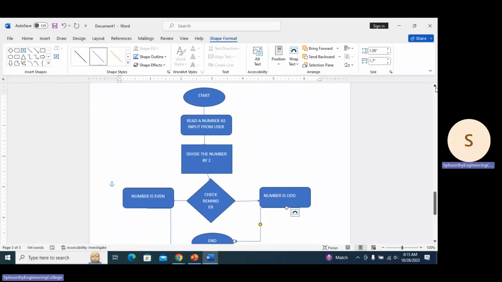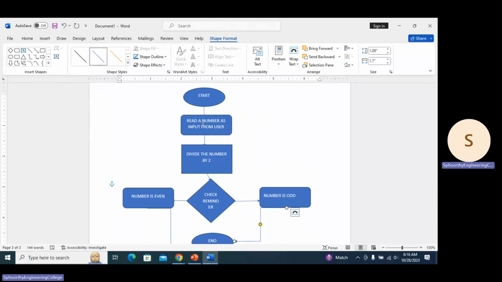That's it. So please observe what we have done. We have used an oval symbol for start, and we have also used an oval symbol to represent the end. Next, I should actually use a parallelogram. In these particular shapes, I could not find a parallelogram, so I used a rounded rectangle to represent a parallelogram. Now I am reading a number as input from the user. If you remember the flowchart symbols, a parallelogram should be used for input and output.